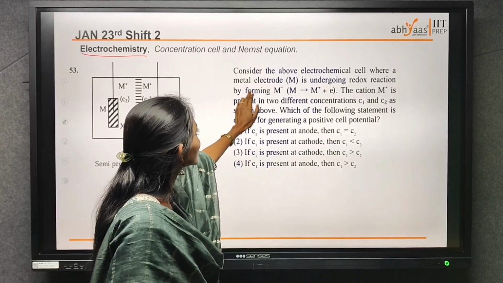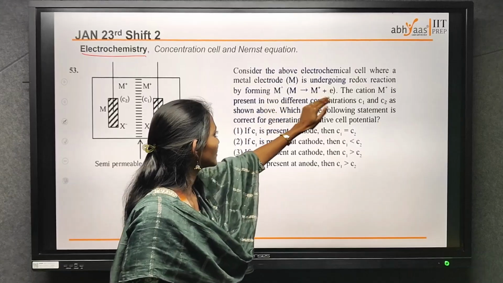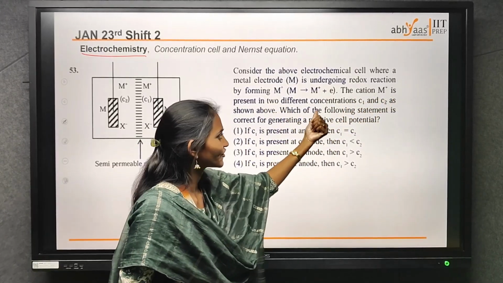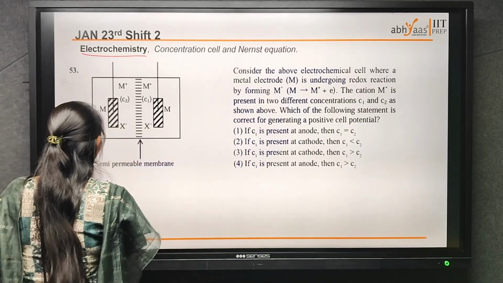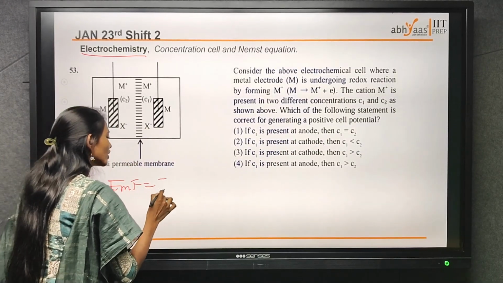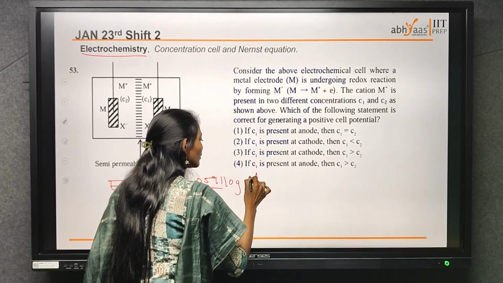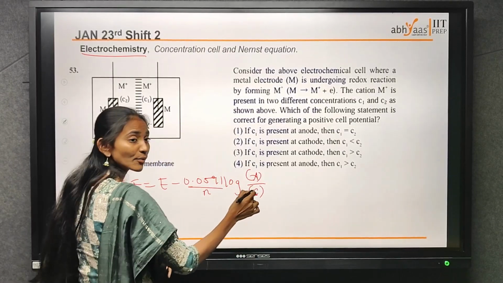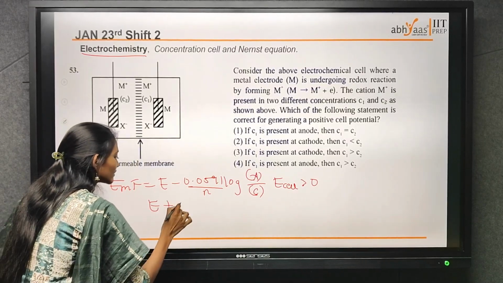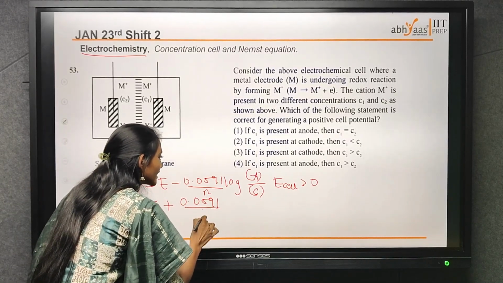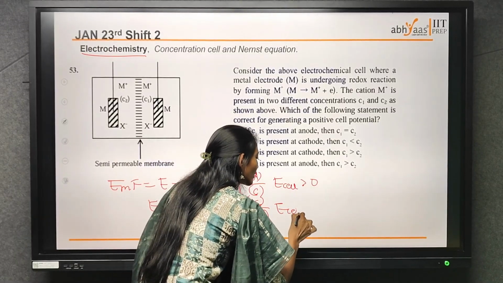Here they are asking: consider the above electrochemical cell where a metal electrode is undergoing a redox reaction by forming M+, given that the cation M+ is present in two different concentrations, which are C1 and C2. So they are asking for the correct statement about the cell potential. We know that EMF is equal to E0 minus 0.059 by n log of anode by cathode, right? So here, E cell will be greater than 0, right? If it comes to cathode, 0.0591 by n log cathode, then it is your anode, right?